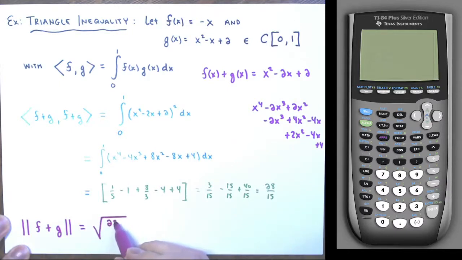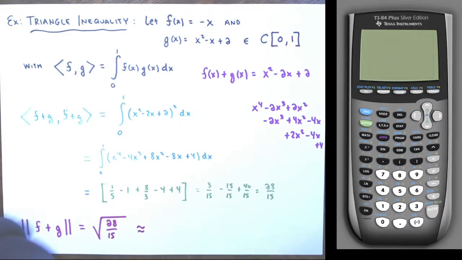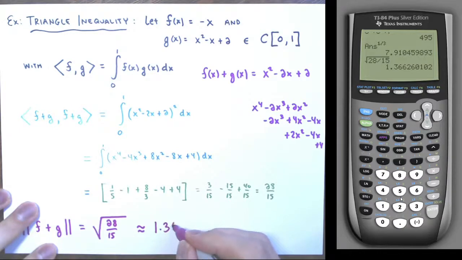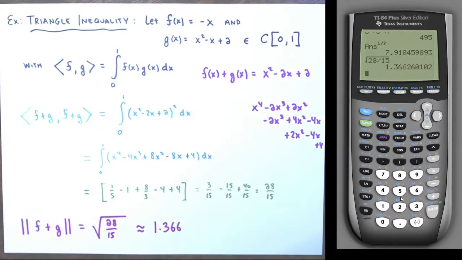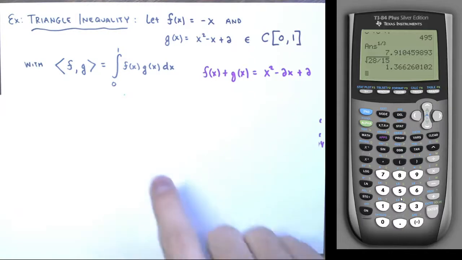Remember, it's the square root of the inner product of the vector with itself. So the square root of 28/15, which I will approximate. So the square root of, and then make sure it's all inside the square root, 28/15. So approximately 1.366 is the norm of f plus g. Alright, then let's take a look at the norms of these separately. So on the next page, now the norm of f is pretty simple. And under this inner product, not the dot product.